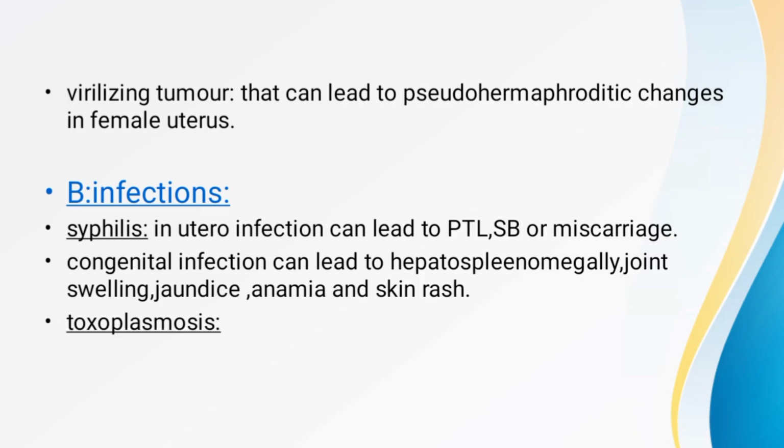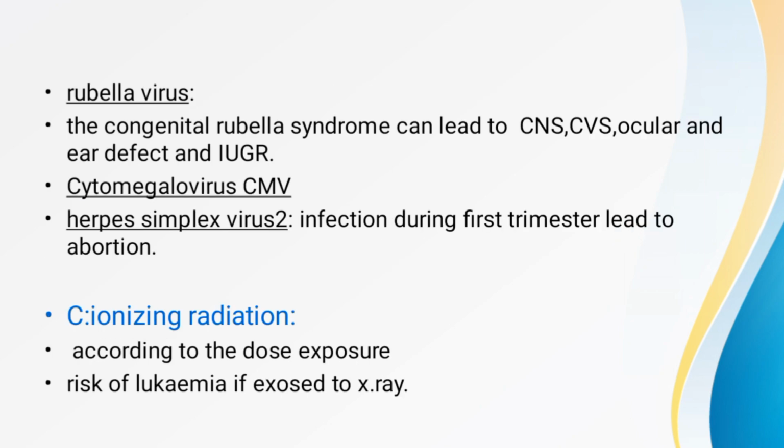Second, infections. If the mother is affected by any infections, this can also become a teratogene that affects the fetus, like syphilis. Intrauterine infection can lead to preterm labor, stillbirth or miscarriage. If the fetus is affected, it can lead to congenital infection, hepatosplenomegaly, joint swelling, jaundice, anemia, and skin rash. Also, toxoplasmosis can affect the fetus.